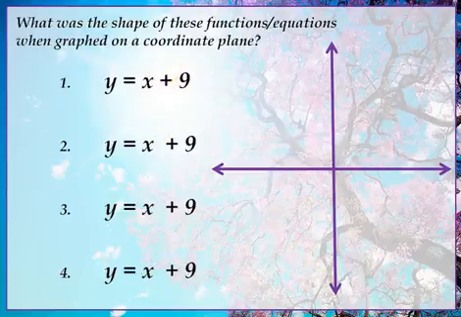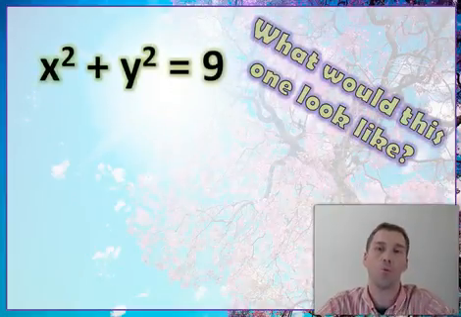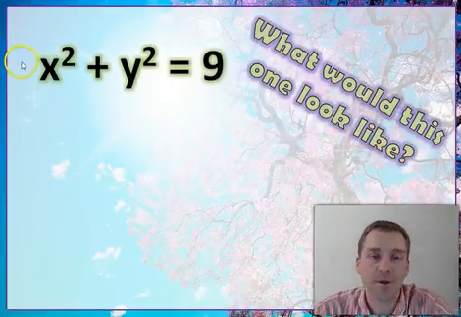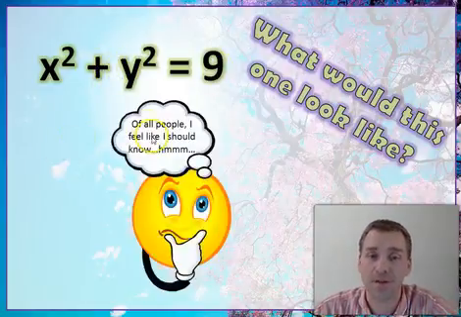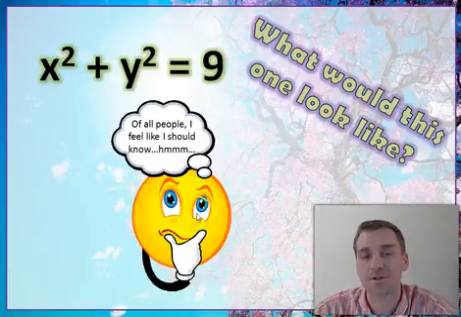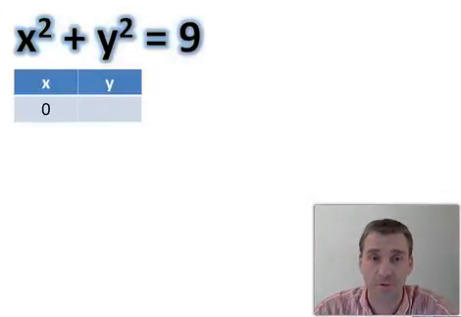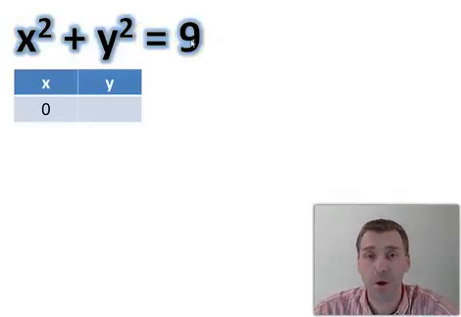But here's the kicker. What happens if I throw this one to you? What would this one look like? Whoa. x squared plus y squared equals 9. Completely different. And check this out. This little guy here says, of all people, I feel like I should know. And the little circular smiley face dude says, you'll see why that is going to come into play shortly. Here's what I've done for you. You should do this in your notes too. Let's take this x squared plus y squared equals 9 and actually put it on a coordinate plane.